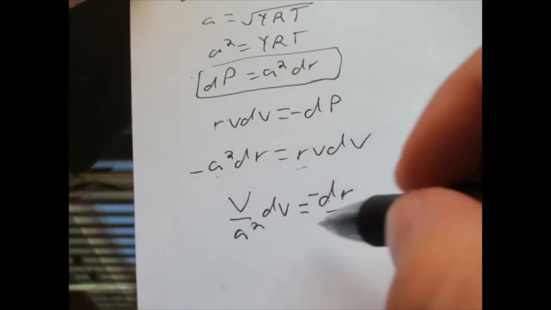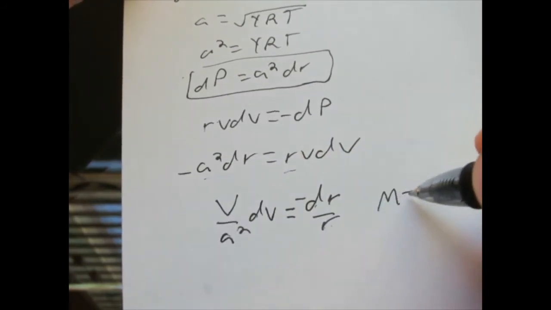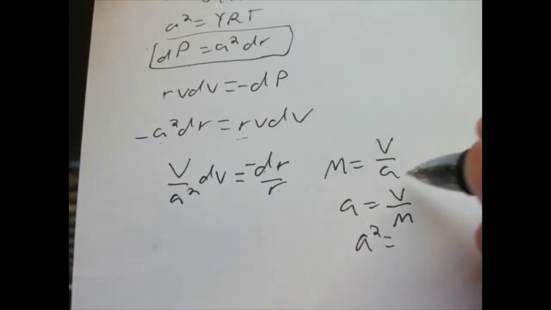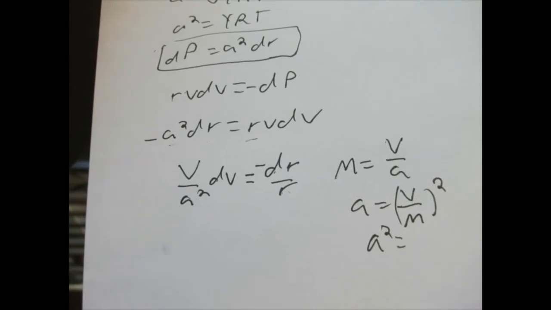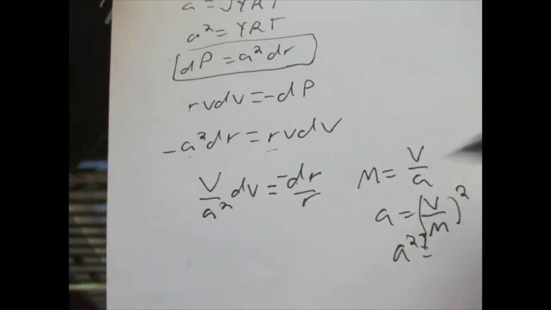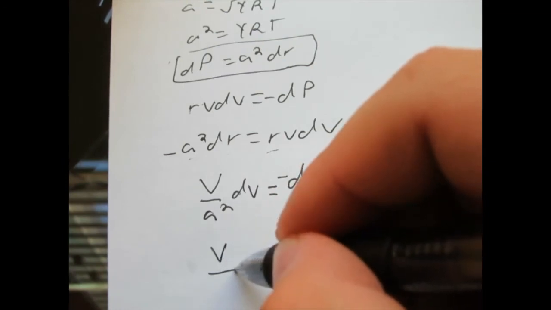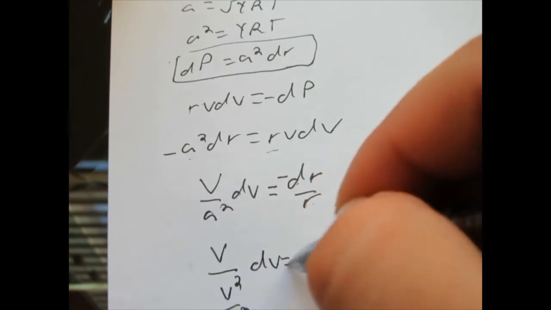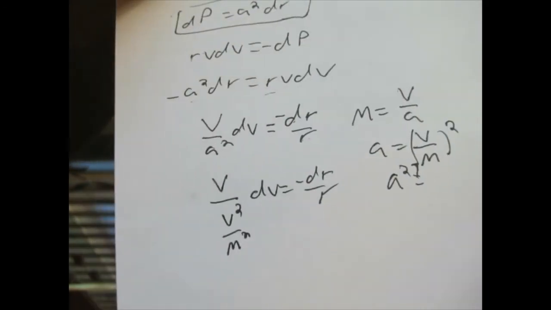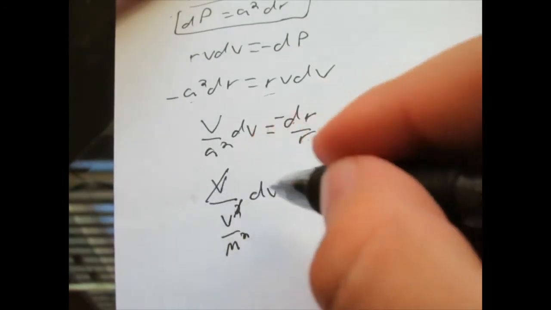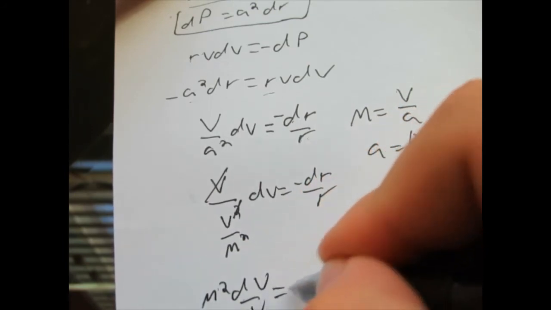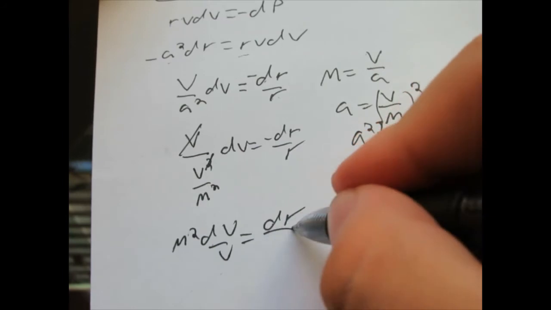Pretty simple. So we know a squared, so our Mach number equals velocity over the speed of sound. So write this as a equals V over M, and then a squared equals just that squared. Okay? So we're going to plug this in. So velocity divided by V squared over M squared dV equals negative d rho divided by rho. We're almost there. This velocity cancels out, M squared goes to the top. We're left with M squared dV over V equals negative d rho divided by rho.